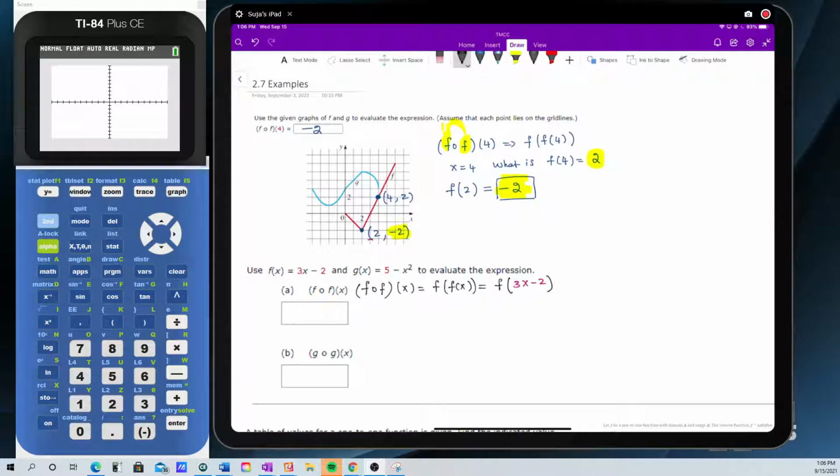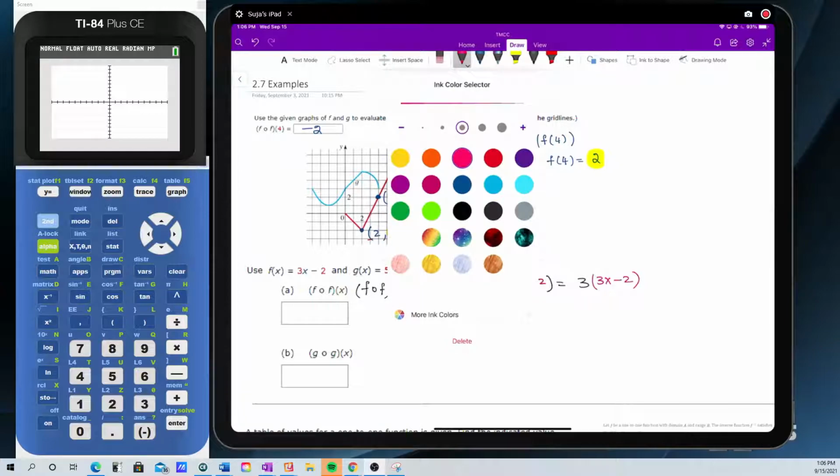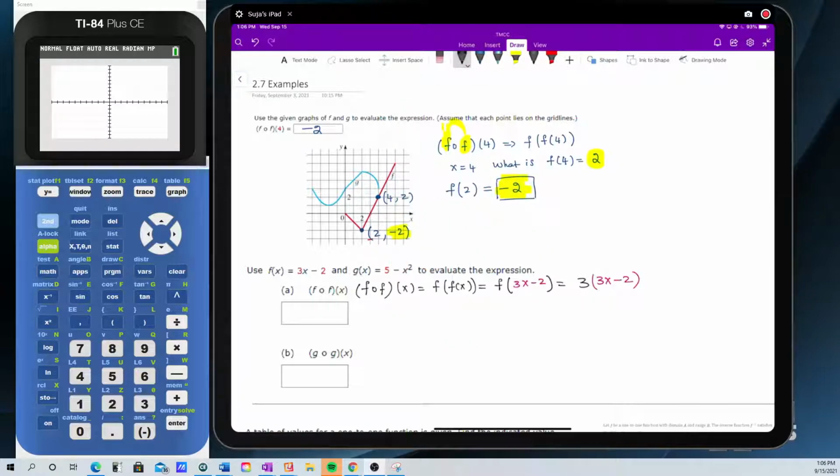So this 3x minus 2 is going to feed into, again, my f of x in the place of x, 3x minus 2, and then I have minus 2. So I need to do the algebra to simplify it. Distributive property, 9x minus 4 minus 2, 9x minus 6. And this would be the answer for the first section.